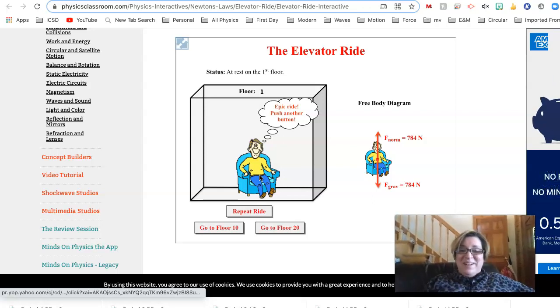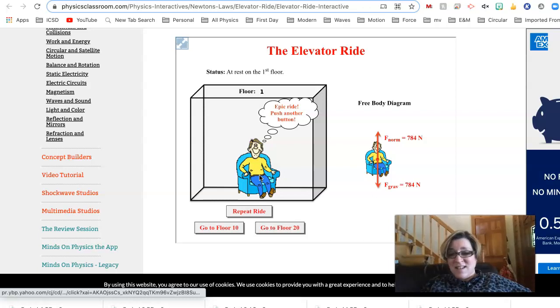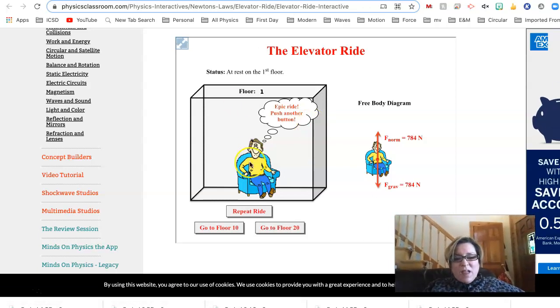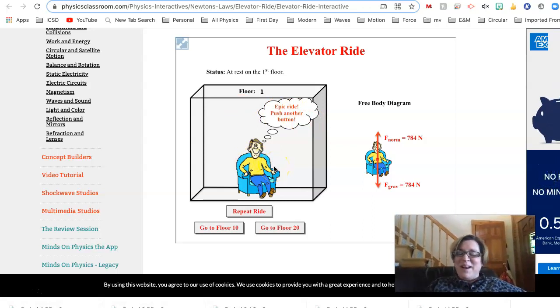I, for one, have not been in an elevator in at least a year, because quarantine. But we will be riding elevators again.